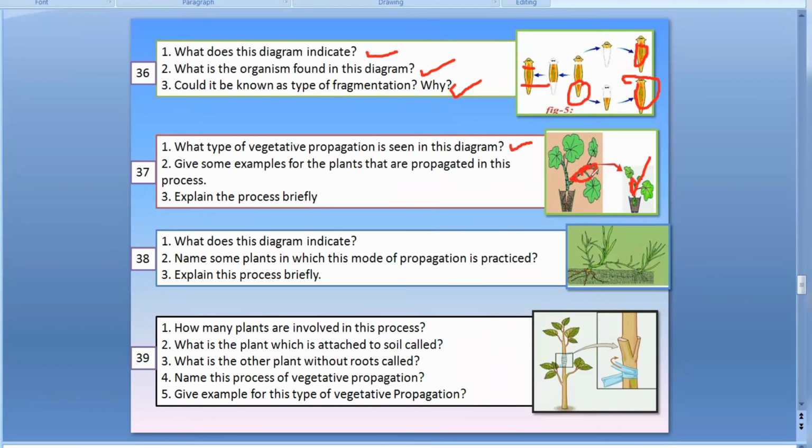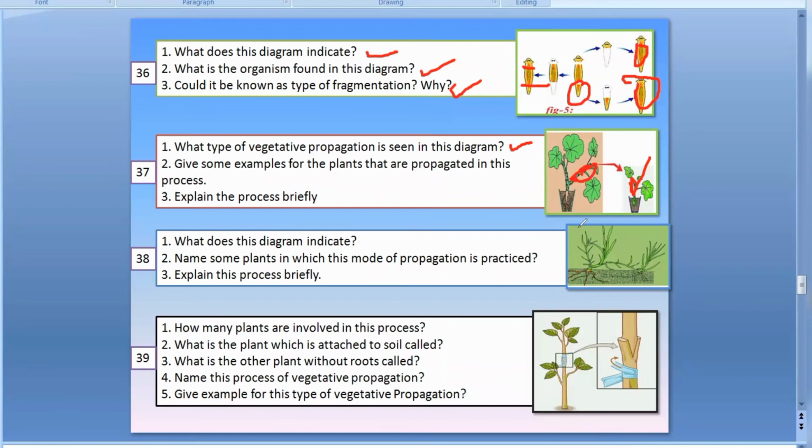We are separating a vegetative part. A vegetative part is nothing but a root, stem or leaf. Give some examples of plants that propagate this way. We can take hibiscus, marigold and rose.